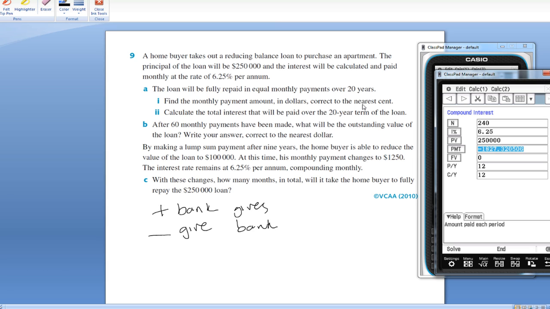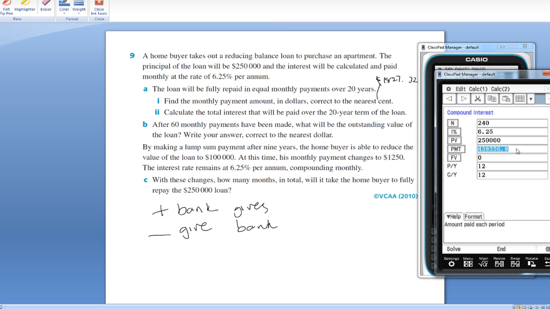They want it to the nearest cent, so my answer to this one would be $1,827.32. Okay, calculate the total interest that will be paid over the 20-year term of the loan. Alright, so if these are the payments, what I'm basically going to do in Financial Solver is I'm going to delete the stuff off the end there because they've told us to round it in the previous question. And if they're our repayments and I'm making 240 of these repayments, that's the first thing I'm going to do is multiply it by 240.